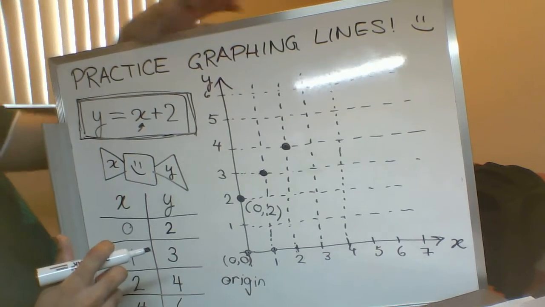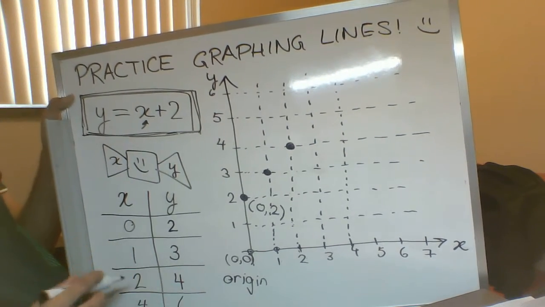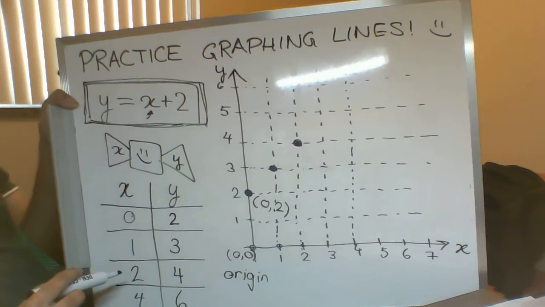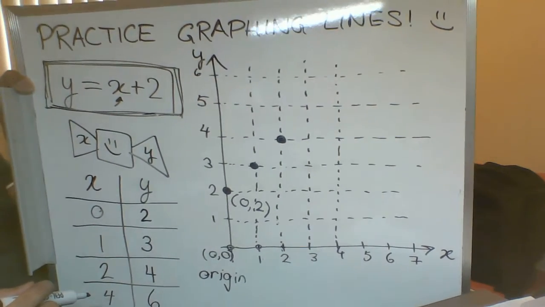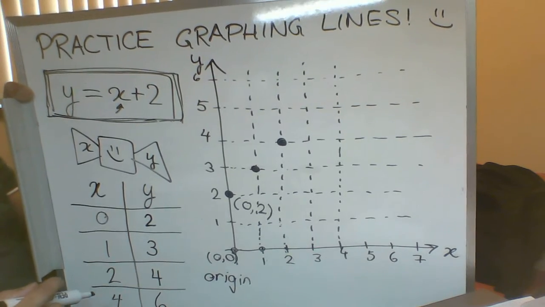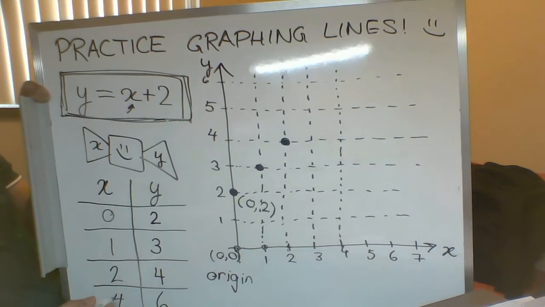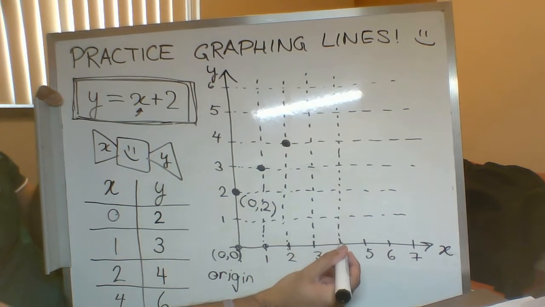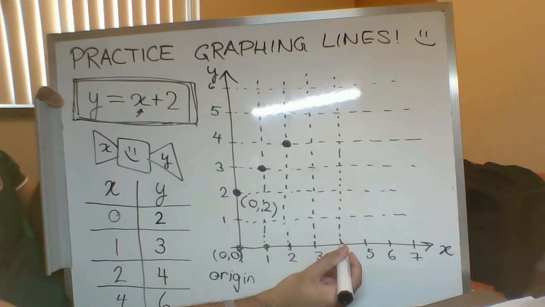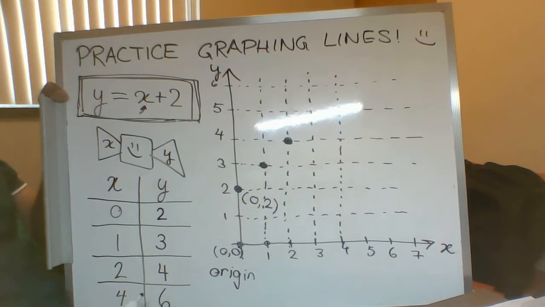We've got one more point to plot, so let's go ahead and do that. Remember, this time we skipped x equals 3. We went straight to x equals 4, just so that I could show you that you can skip some of the values and it'll still work out fine. So when x is equal to 4, we start from our origin, we go over 1, 2, 3, 4 over there, and then we have to go up 6 units.